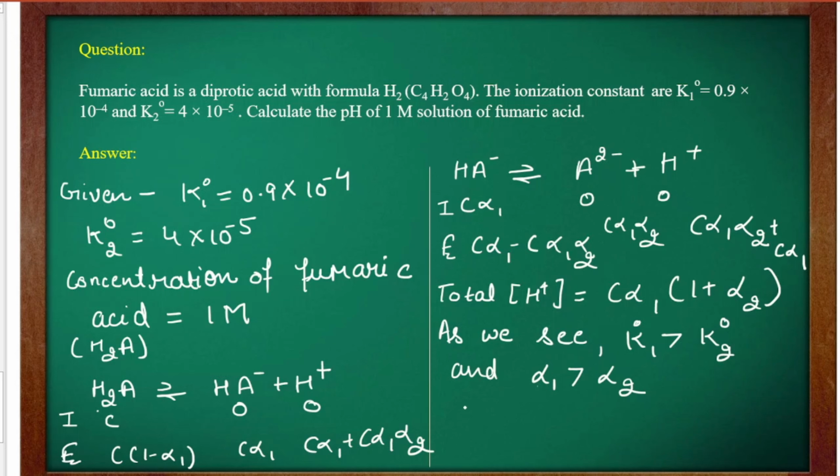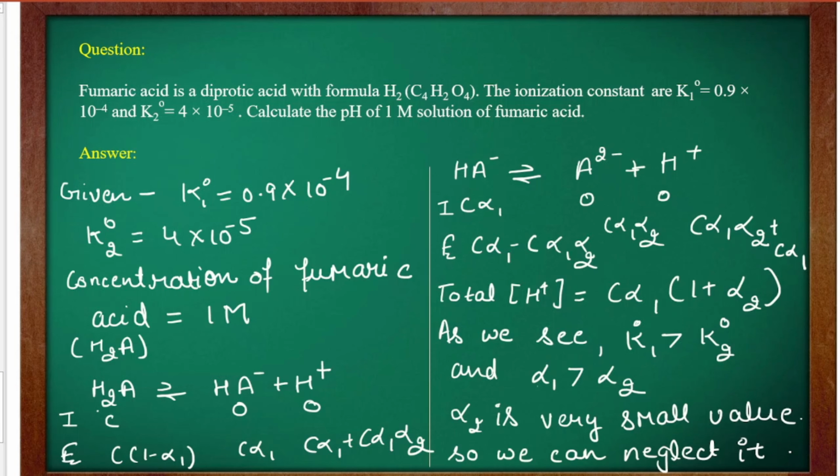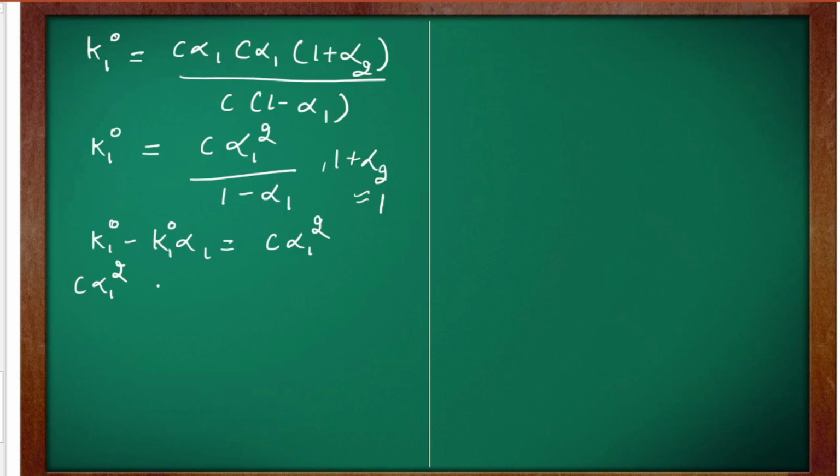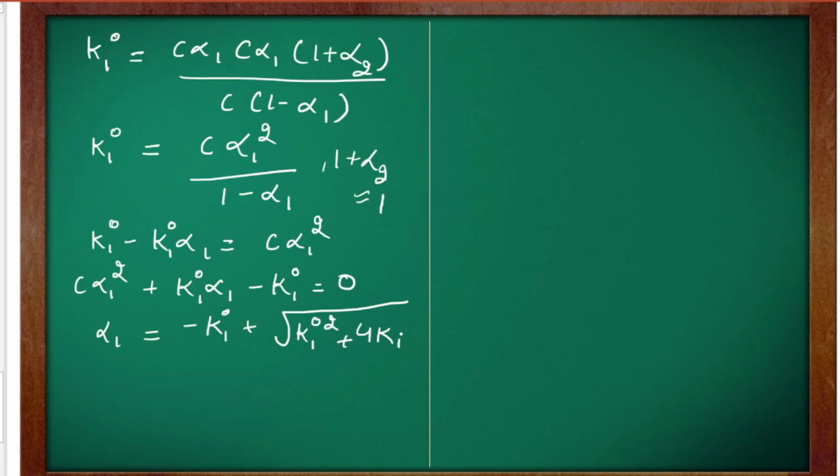Hydrogen ion concentration is equal to concentration of fumaric acid multiplied with degree of dissociation of first step. Dissociation constant of first step is equal to multiplication of equilibrium concentration of HA- and hydrogen ion concentration divided by H2A. Due to low value of degree of dissociation of second step, we can neglect its value in comparison to 1. Hydrogen ion concentration can be calculated using first dissociation step. K1 is equal to C alpha squared divided by 1 minus alpha.